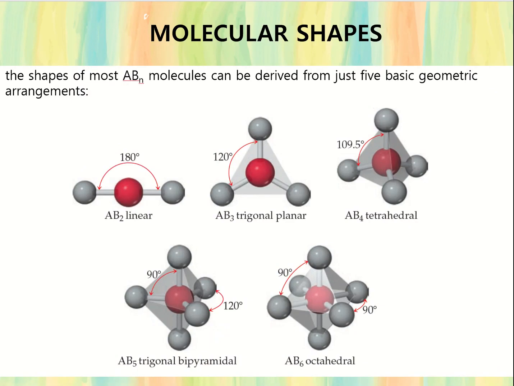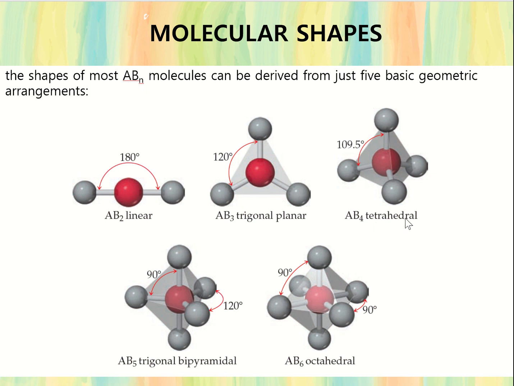So the shapes of most ABn molecules can be derived from just 5 basic geometric arrangements, right? So just to look at this, we have the linear, as we saw with carbon dioxide. That is basically a straight line, 180 degrees. We have trigonal planar, right? And that is like a triangle, 120 degrees between bonds, and they're all in the same plane.